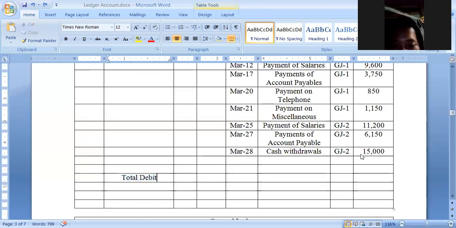The total debit is 88,450. The total credit is 72,000. The total debit minus the total credit equals the balance of 16,450.